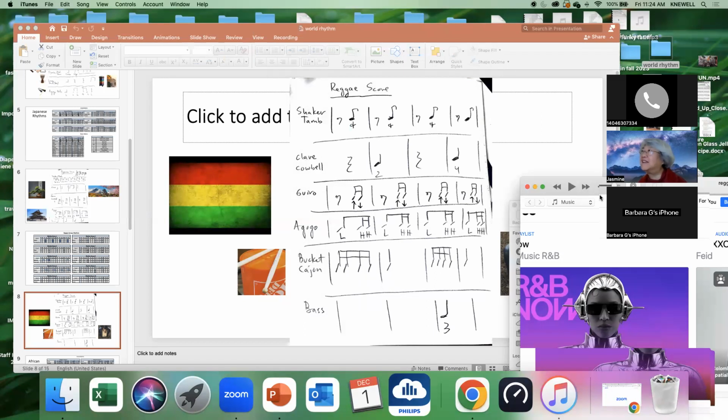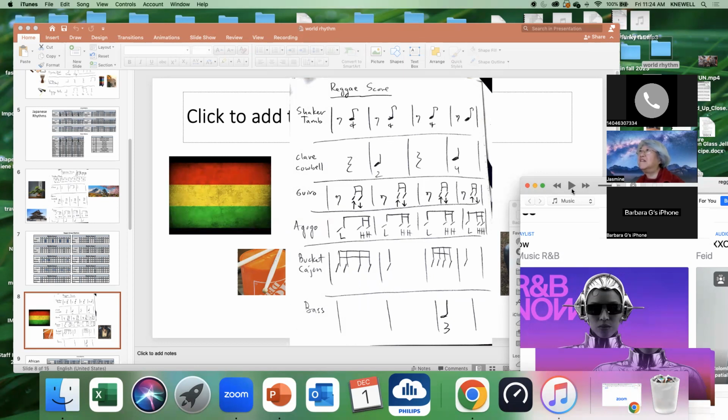The next thing is 2 and 4 on our clave or our cowbell. Let's try that. 2 and 4 shouldn't be too hard. Rest, play, rest, play. 1, 2, 3, 4. 1, 2, 3, 4. Okay, that's not too bad.